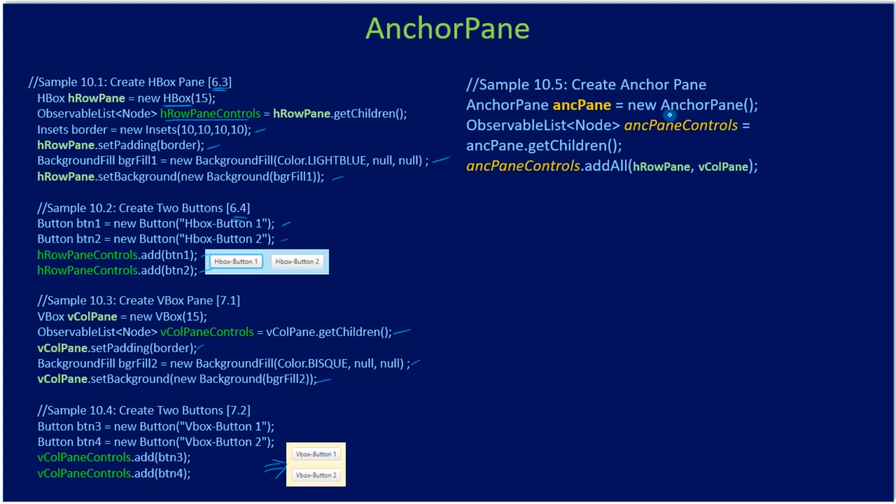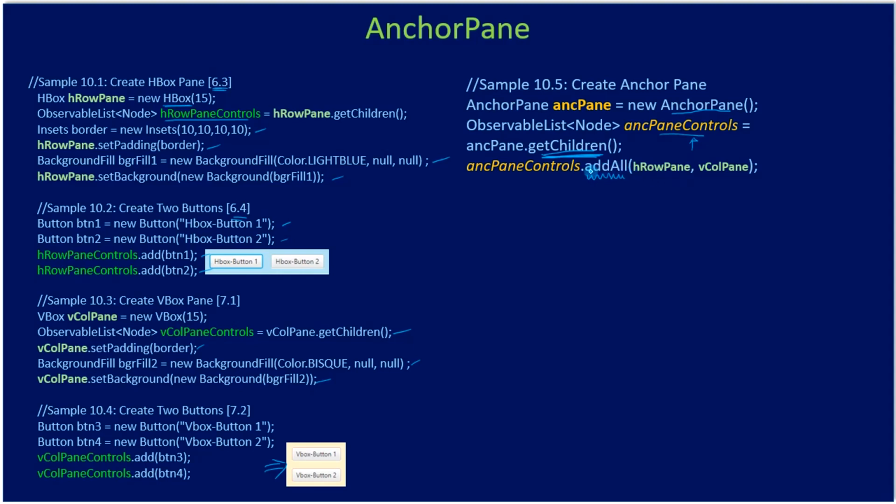So here we are creating the AnchorPane, and we are retrieving the children just like what we did for our other container controls. Here we make use of getChildren and retrieve the children, and we reference that as anchorPaneControls. That means to AnchorPane we can add our controls. And if you see, anchorPaneControls is an observable list, right? This time we are using the addAll method. Previously we used add, right?